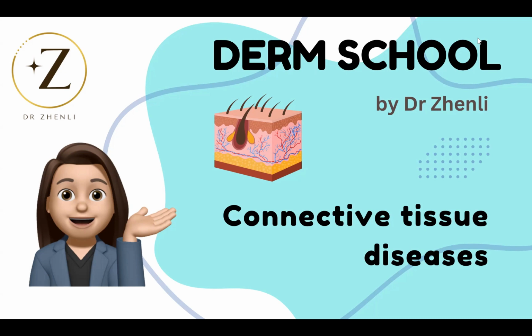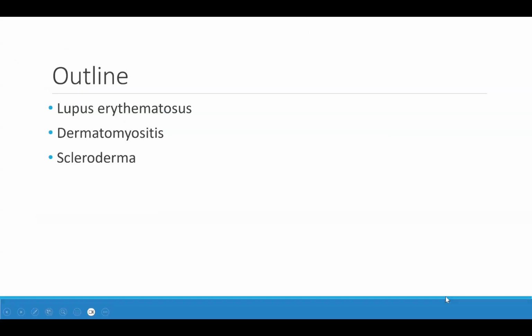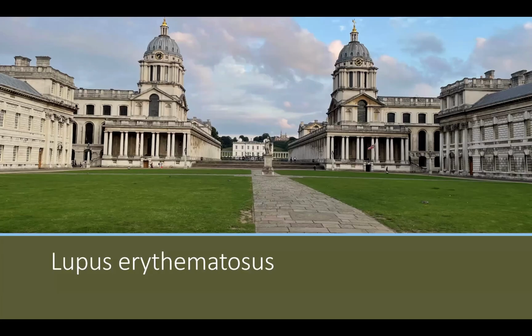Today, we will take a look at connective tissue diseases. We will be covering 3 conditions today: lupus erythematosus, dermatomyositis, as well as scleroderma. Our first topic is lupus erythematosus.